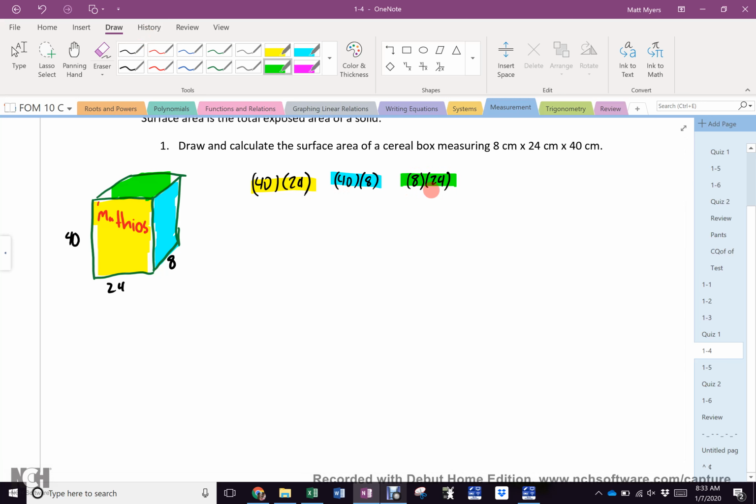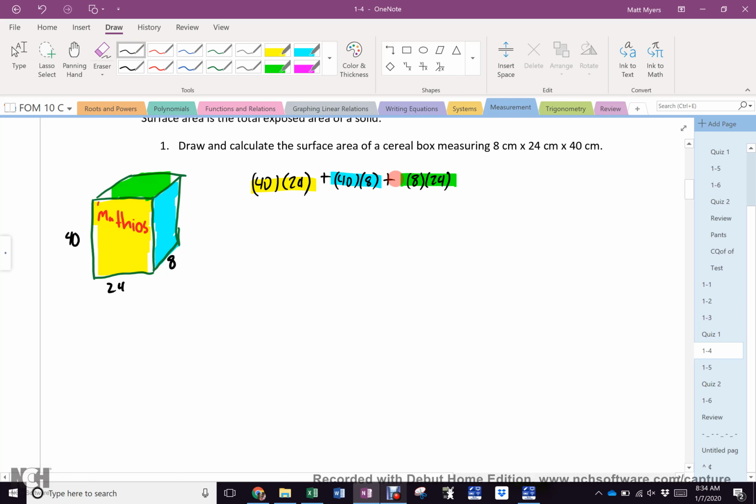I've already done my multiplying. This is going to give me an answer, isn't it? And then this is going to give me an answer, and this is going to give me an answer. What do I need to do with all that if I want the surface area of the whole box? I've got to add them up, right? Everyone agree?